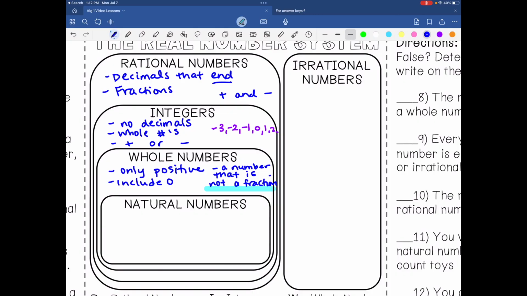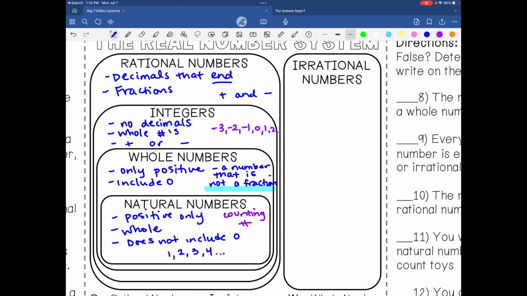And then we have something called a natural number. A natural number is positive only. It is a whole number. Right? So no decimals, no fractions, unless it's under disguise. And it does not include 0. So what does that mean? Natural numbers start at 1 and they go up. You also can think of natural numbers as a counting number. So if you're counting something, like a number of trucks, for example, you wouldn't count 0 trucks, right? You'd start at 1 truck, 2 trucks, and you can't count negative trucks either.